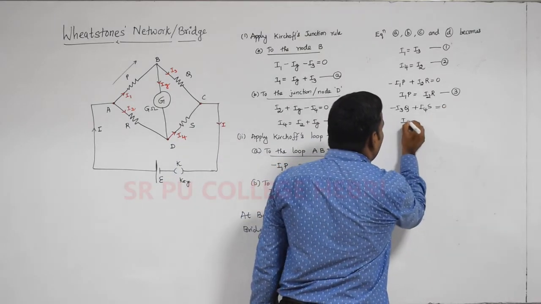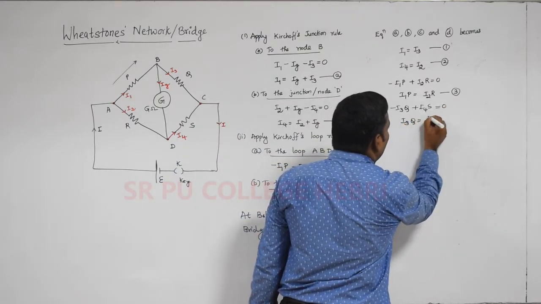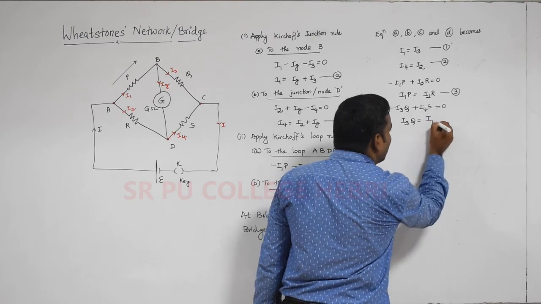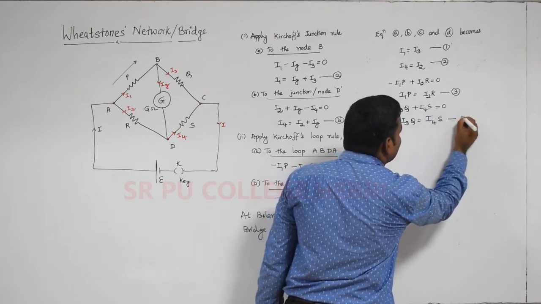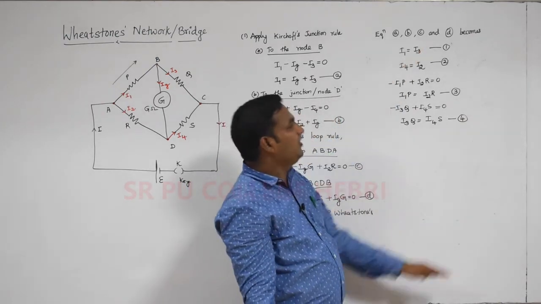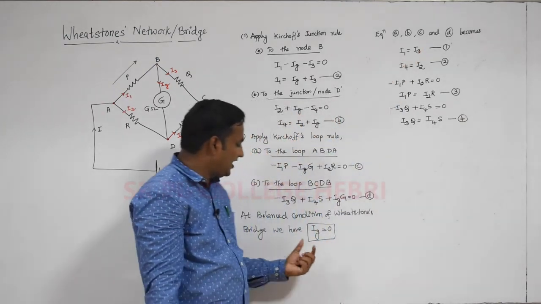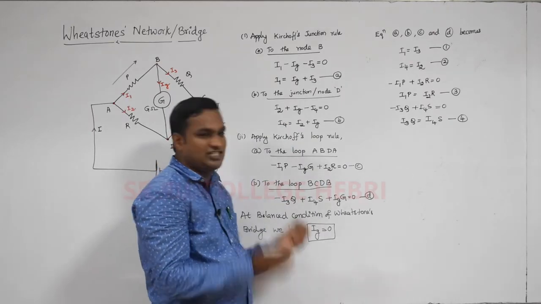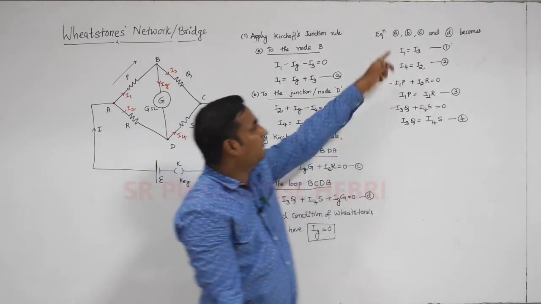That becomes I3 into Q is equal to I4 into S. I call this equation 4. Dear student, we got the 4 equations by using the balanced condition that indicates that Ig is equal to 0.